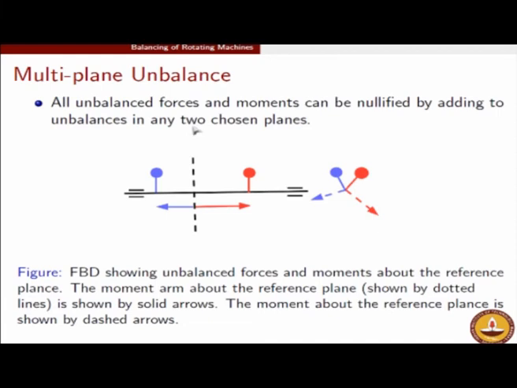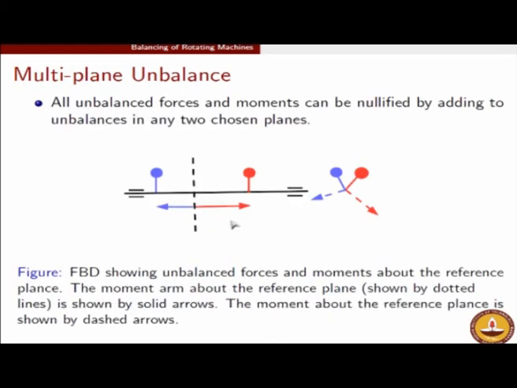The claim is the following: no matter how many unbalanced forces there are in your rotating shaft system, all of them can be killed by simply putting two counter masses. So if you put two counterbalances within your rotating shaft system, everything will get killed. Before doing the problems associated with that, let us build some conventions as to how to do this problem.